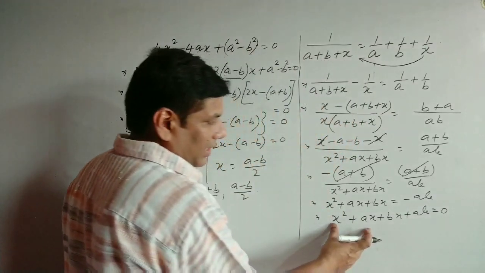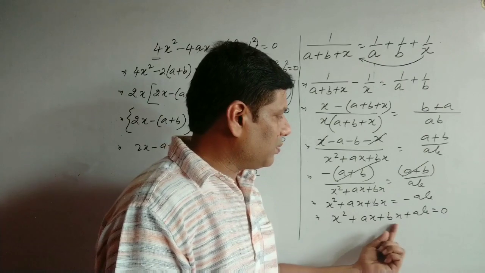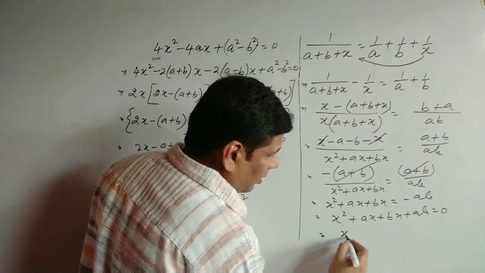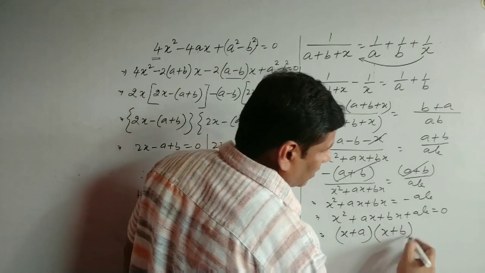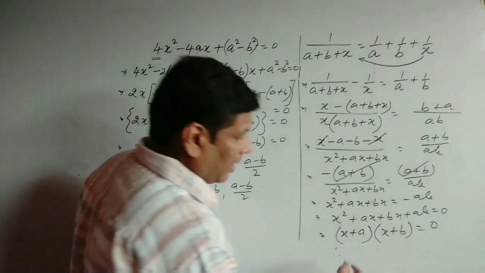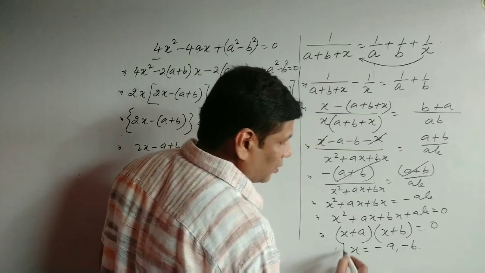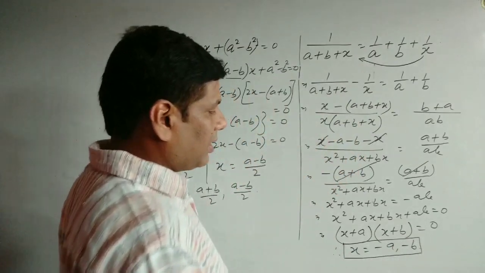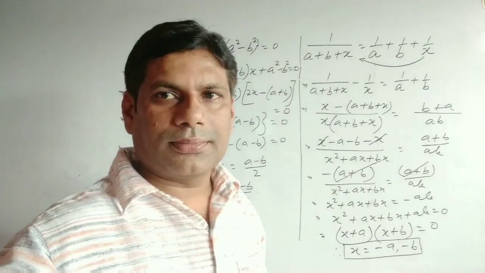If we take x common in this one, we will get x plus a, and in this b times (x plus a). So by taking common we have (x plus a) and (x plus b) equals 0. Therefore what will be our solution? x equals minus a and minus b is the solution of this question. Hence we can say minus a and minus b are roots of the given equation.